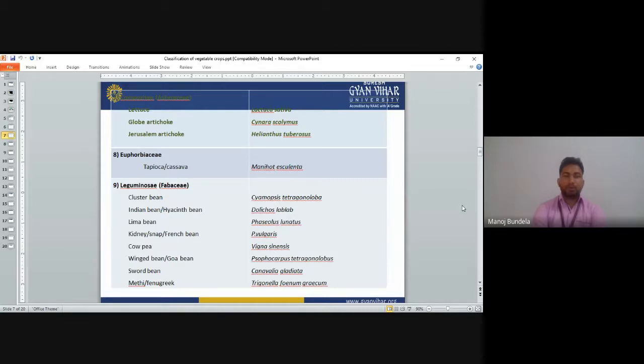Winged bean or goa bean, Psophocarpus tetragonolobus. Sword bean, Canavalia gladiata. Methi or fenugreek, Trigonella foenum-graecum. These belong to the family Fabaceae.